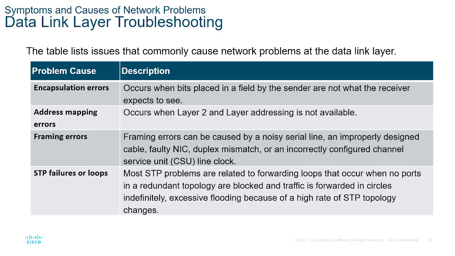STP failure: problems related to forwarding loops occur when no ports in a redundant topology are blocked and traffic is forwarded in a cycle indefinitely. At that time you will have an STP problem. Spanning Tree Protocol would be used to prevent that loop.